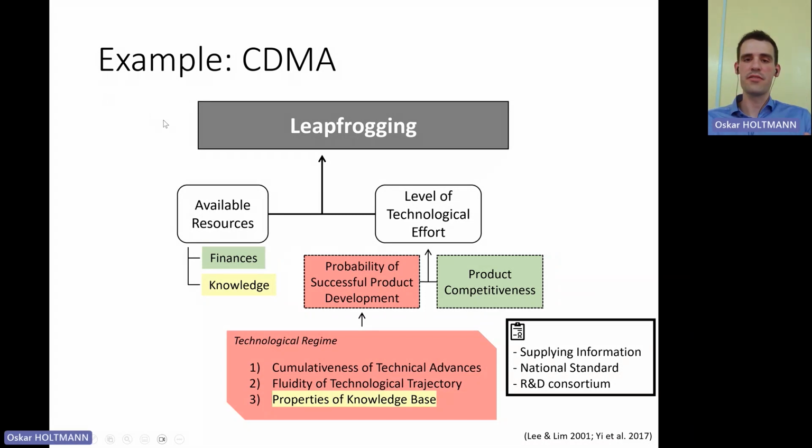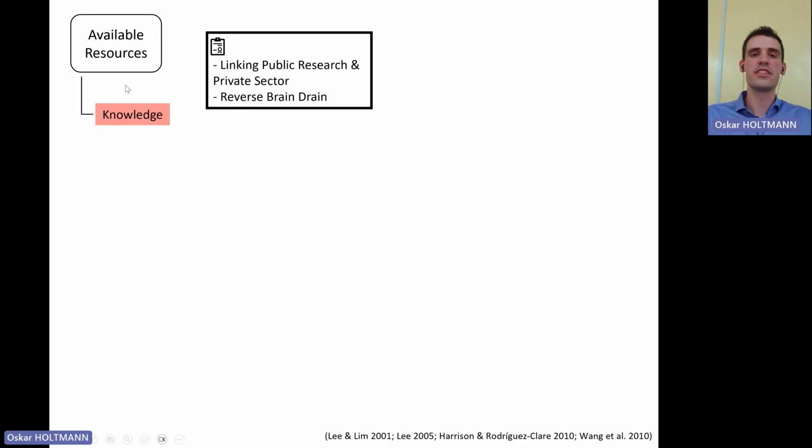So these two examples have shown some avenues of how governments are able to support leapfrogging. Without presenting the full examples now, just want to point out some more ways that it is possible. First of all, when knowledge resources are unavailable, governments are able to link, for instance, public research and private sectors, so universities and businesses, or also try to facilitate reverse brain drain, so trying to get researchers from abroad into the country and help on the development of those projects.